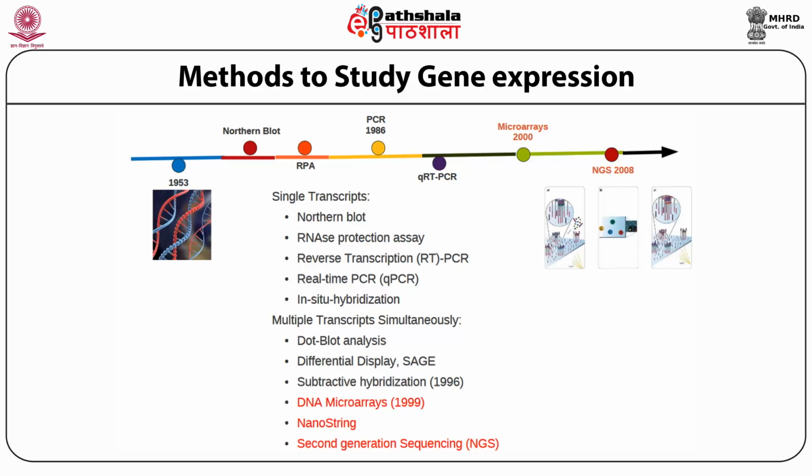If you are going to analyze a single transcript, there are different methods like northern blots, RNA protection assays, RT-PCRs, real-time PCRs, and in situ hybridizations. Real-time PCR and PCR-based techniques are extremely good, they are gold standards, but there is a limit to how many PCRs you can perform in a particular gene expression profiling. You could do 96 samples, 384 samples, and that's the kind of limit.